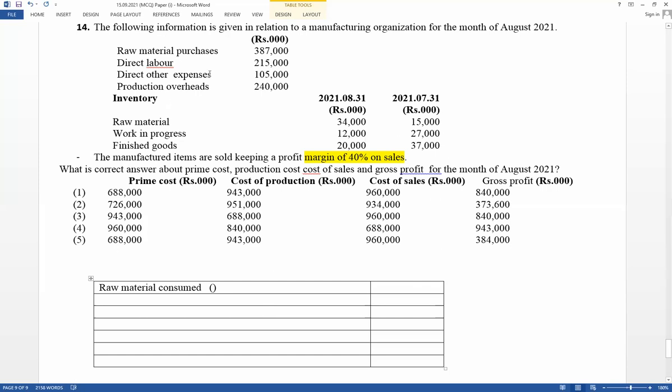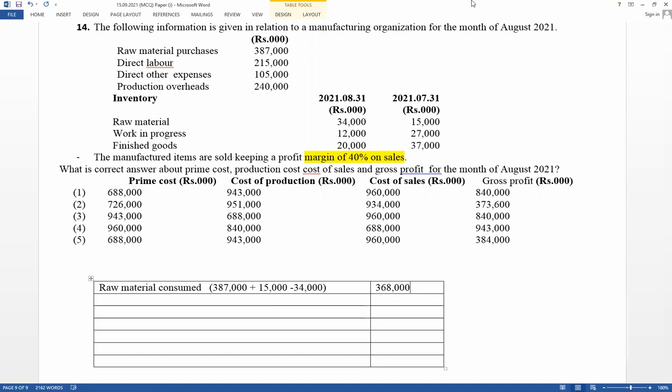How to calculate? Raw material purchased is 386,000, plus opening inventory, minus closing stock. It has given raw material inventory at 31st July 2021 and 31st August 2021. Think, this is the opening balance, July, and this is the August closing balance. Closing inventory is 34,000. Therefore, the value equals 368,000. This is the raw material consumed.